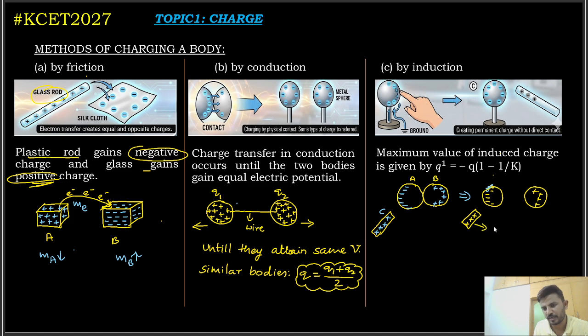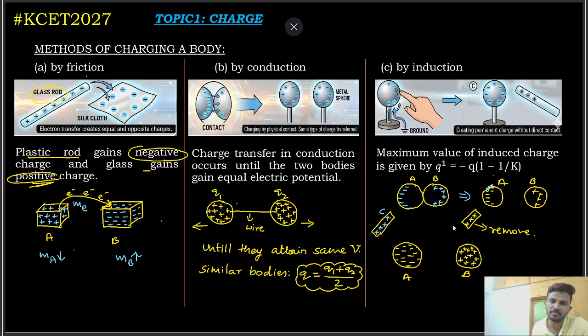Then after that I will remove this charged body. So body A and body B, what happens? The charge gets distributed: negative charge gets distributed in the charged body A, and in the charged body B, positive charge gets distributed. Like this. Okay, this is called charging by induction.